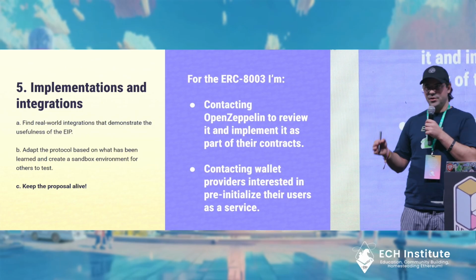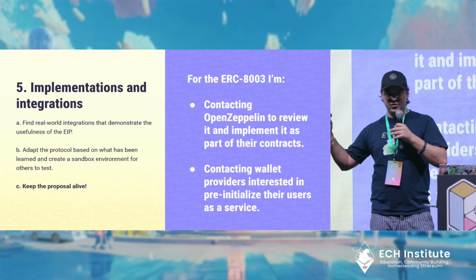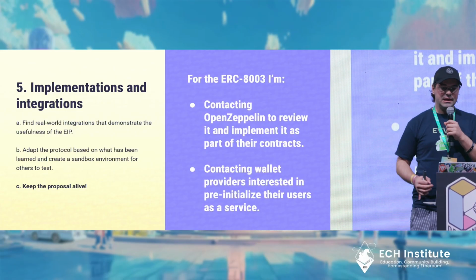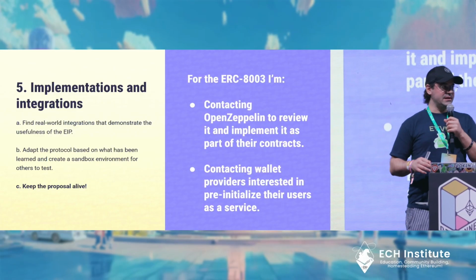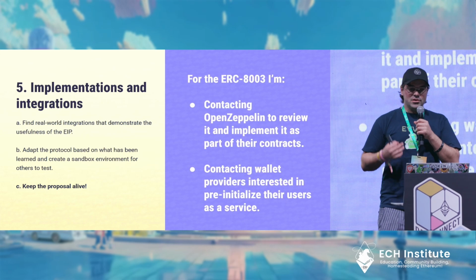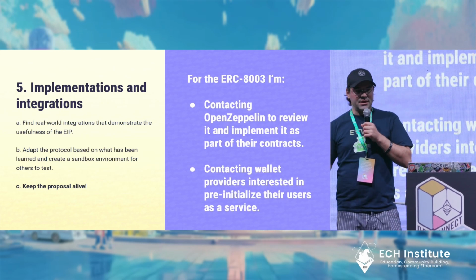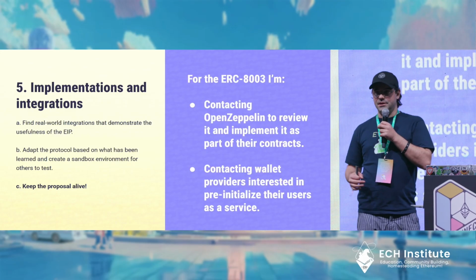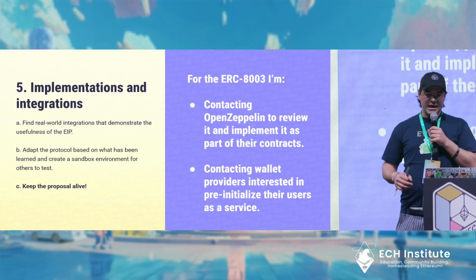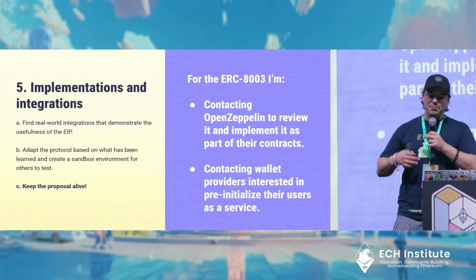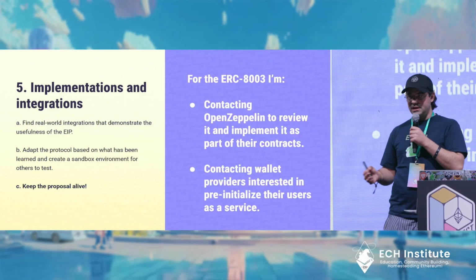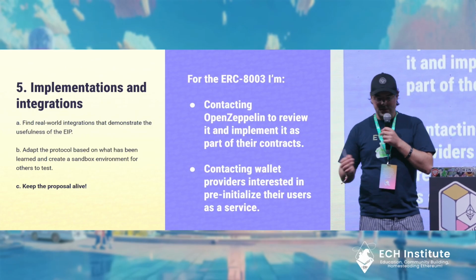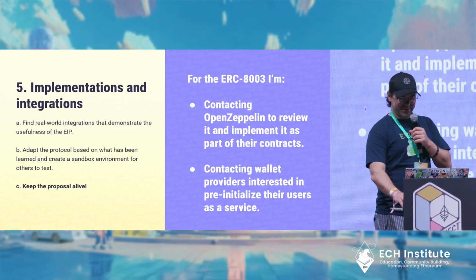Nobody is going to make it for you unless you are doing a super cool, great proposal that maybe you are doing, but nobody sees it before it's working. So for the ERC 8003, I'm trying to contact OpenZeppelin people to review and implement it in part of their contracts, the ERC-20s, and contacting wallet providers interested in pre-initializing their users as a service to check if there is interest or not.